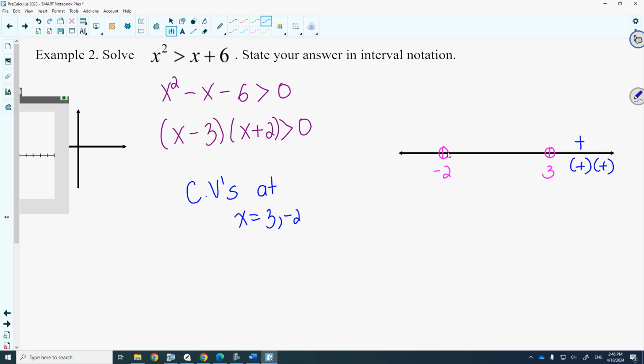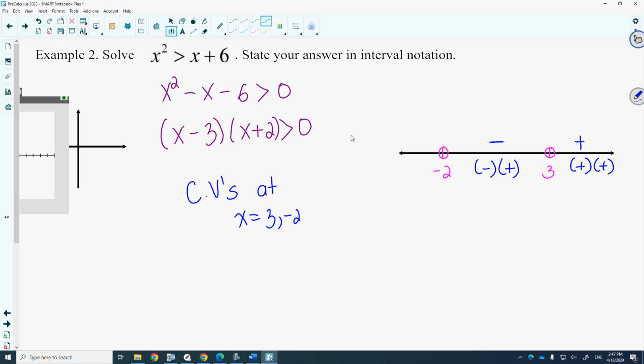Okay, let's pick a number between negative 2 and 3. I'm going to pick 0. If I put 0 into this first factor, I'll get negative 3. That's a negative number. 0 here would give me 0 plus 2 is 2. That would give me a positive number. A negative times a positive is a negative region. Between negative 2 and 3, my graph would be less than 0. Okay, so we're looking for greater than 0.